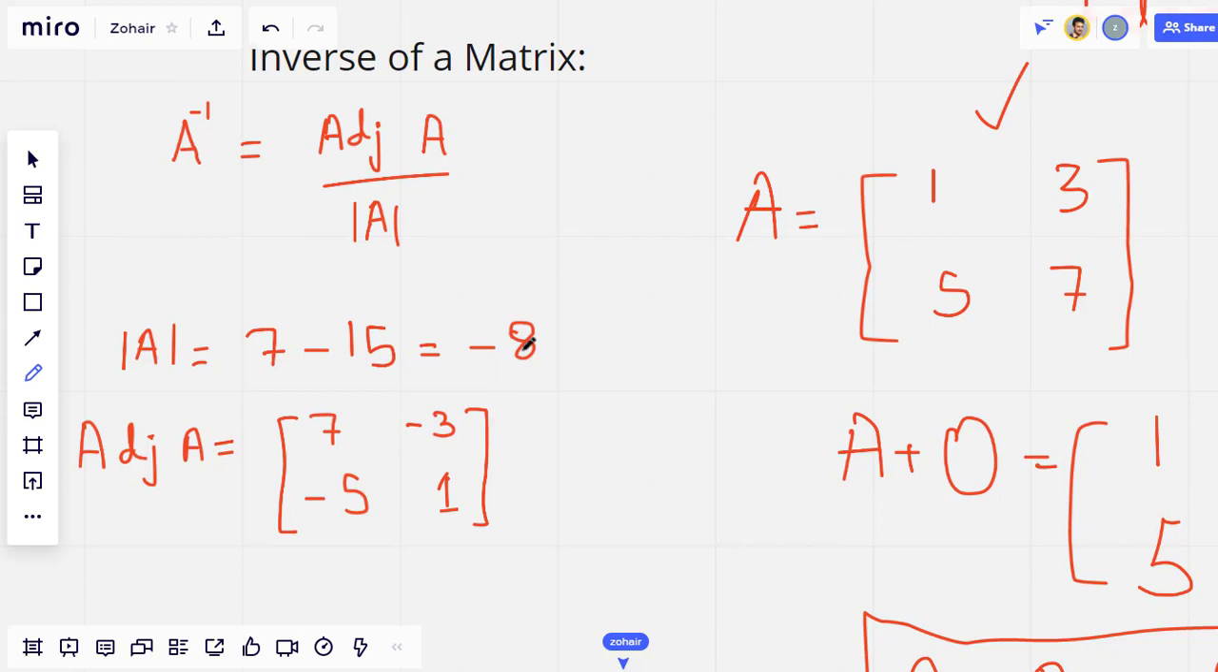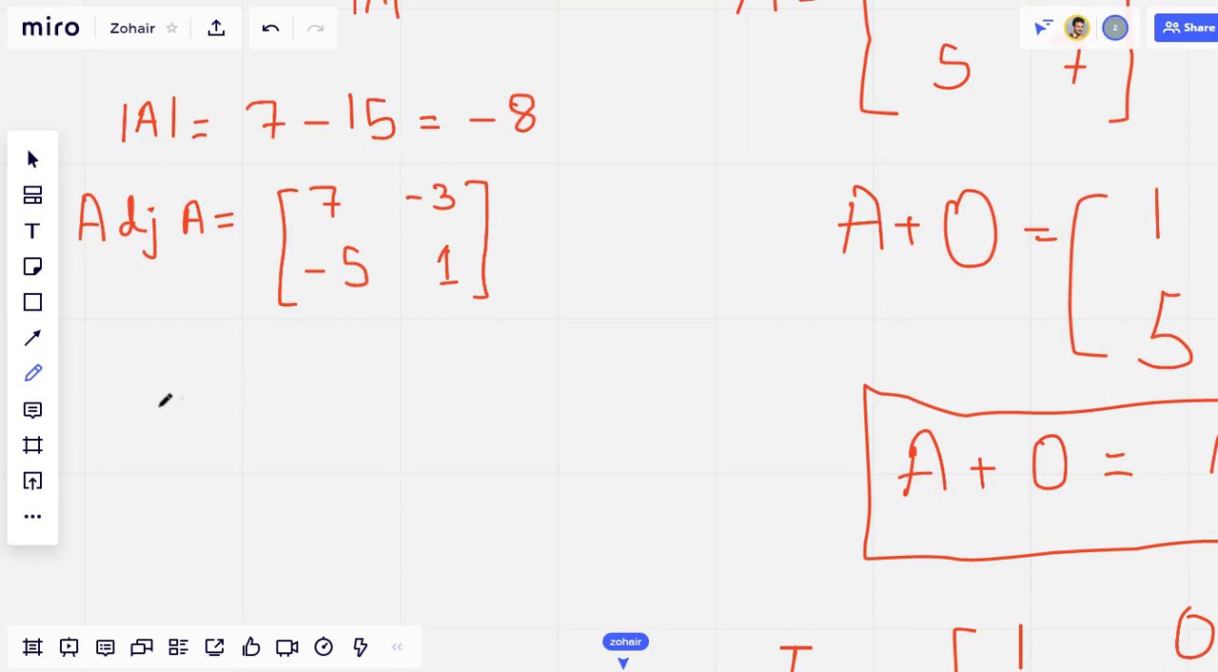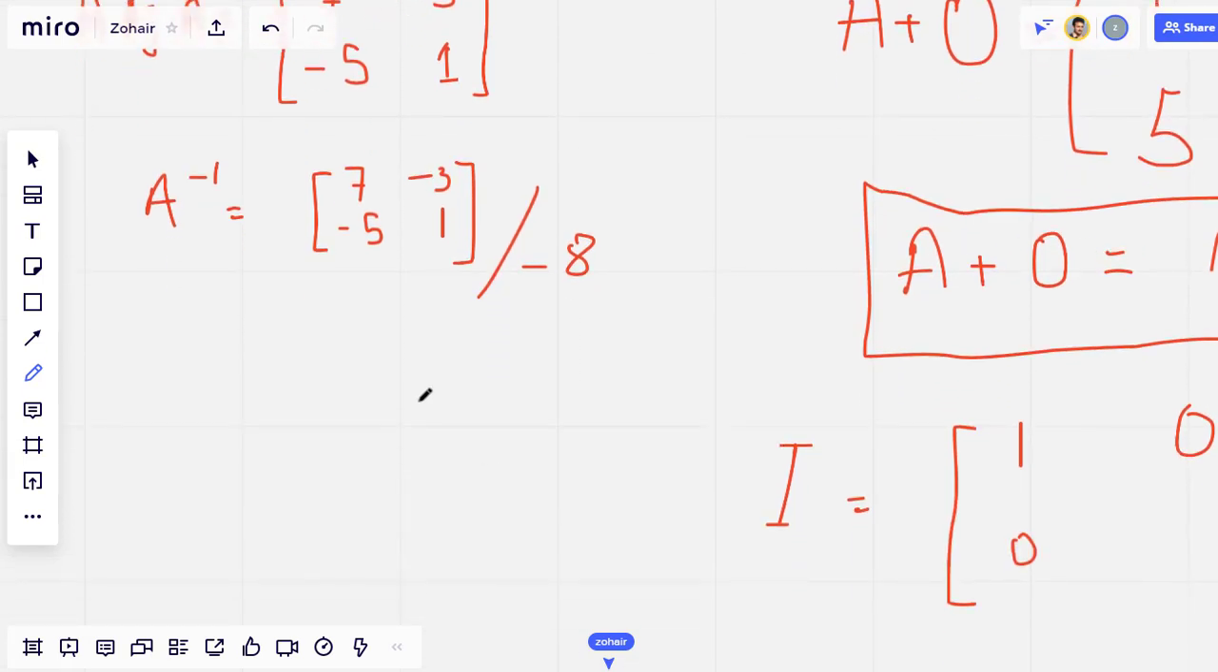So now we have the adjoint and we have the determinant, both. It means we now just need to divide them. So A inverse equals the adjoint of matrix A, which is 7, minus 3, minus 5 and 1, and then divided by minus 8. Now a matrix cannot be divided by a matrix. That's not a defined operation in matrices. But a matrix can be divided by a number, by a real number. That's defined and it's possible.